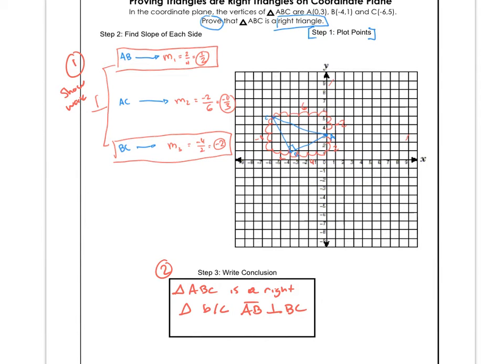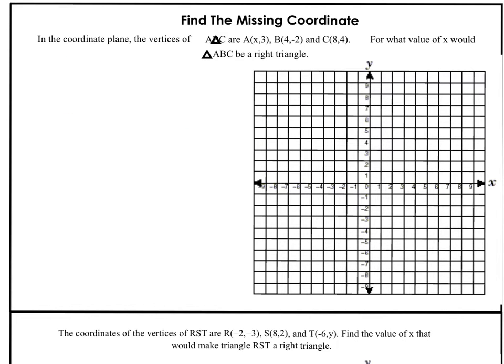You know it's a right triangle, and be specific. Which two sides do you know form a right angle? Since BC and AB are perpendicular, they create this right angle right here, and this is, in fact, a right triangle. Nicely done, guys. We did a great proof there. Let's move on.